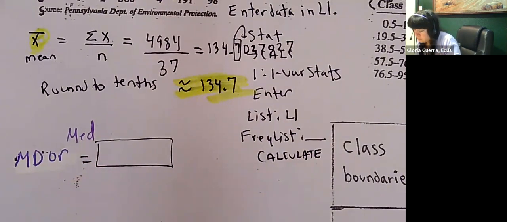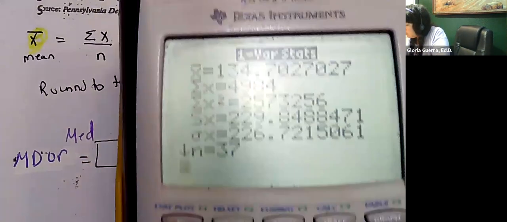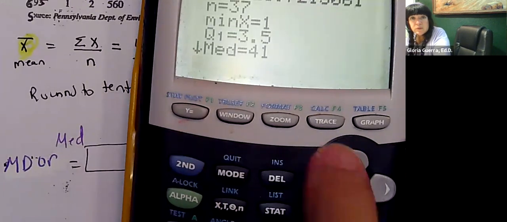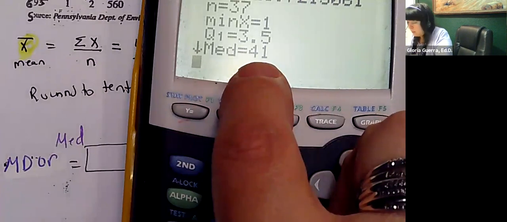And then that one we should find on the screen if we just tap down. 1, 2, 3. See? It's 41. Okay.